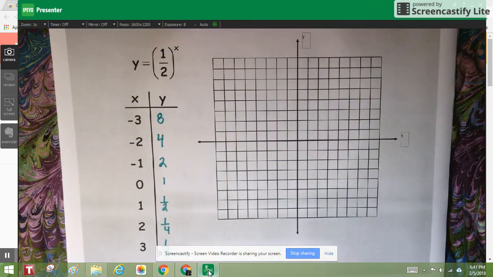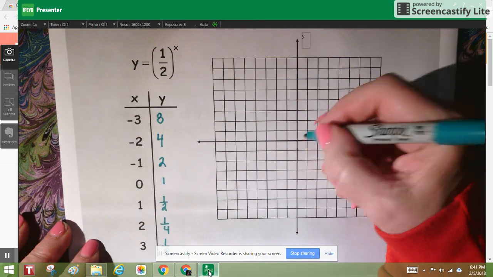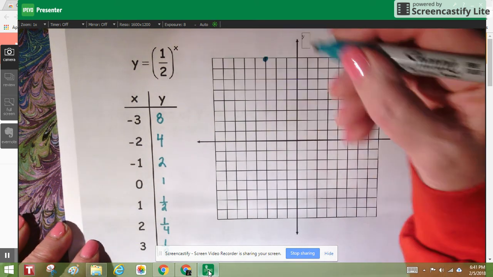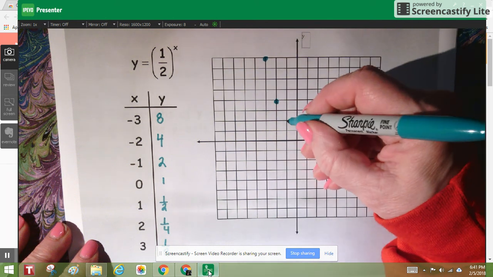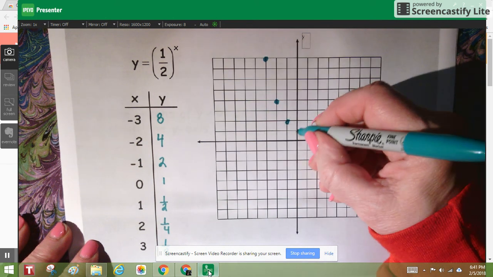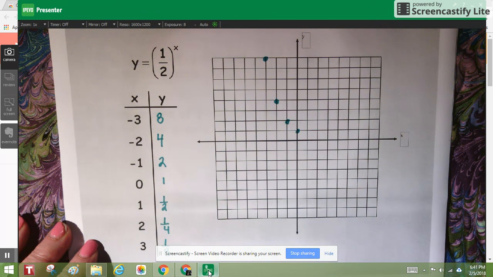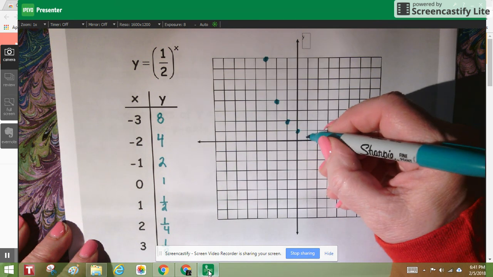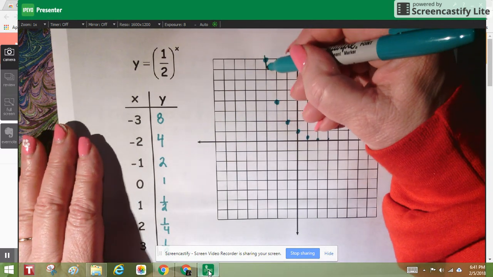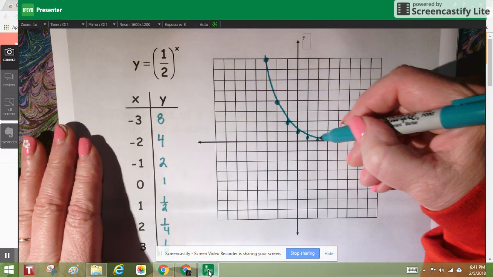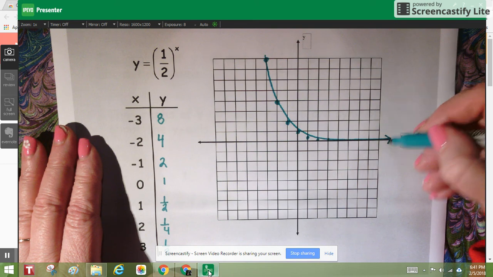So now you can see what's going to happen when we graph this. I have negative 3, 8 will be up here, negative 2, 4 will be here, negative 1, 2 is here, 0, 1, again, they still share that point. 1, 1/2, 2, 1/4, 3, 1/8, and now I'm going to come down like this, and I'm going to get closer and closer to my x-axis, but never touch it.